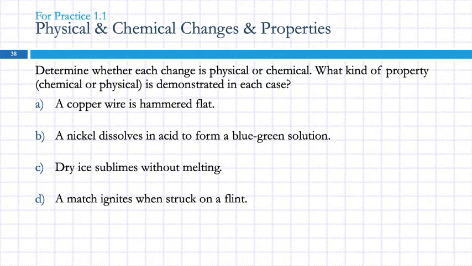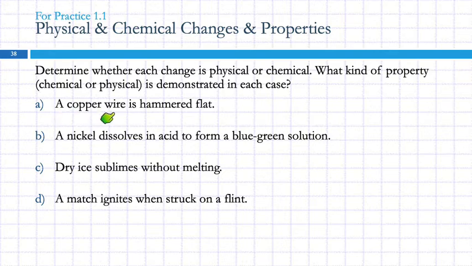So let's just practice that a little bit. For each of these statements, determine whether the change is physical or chemical, and identify what kind of property is demonstrated. So what we want to do is think about the substance involved. When this process happens, is the substance changing or is it staying the same? The individual molecules or atoms.